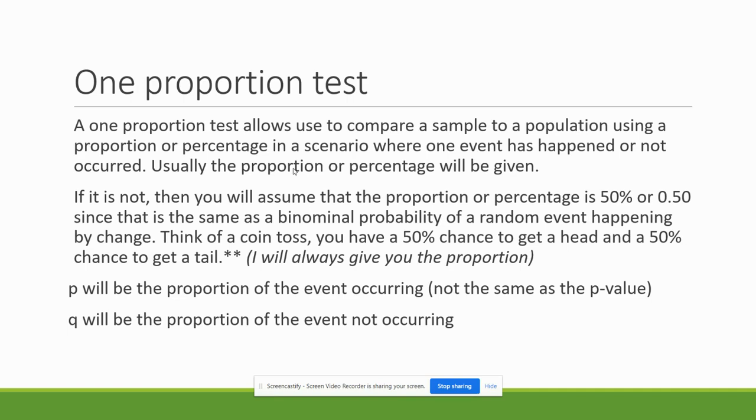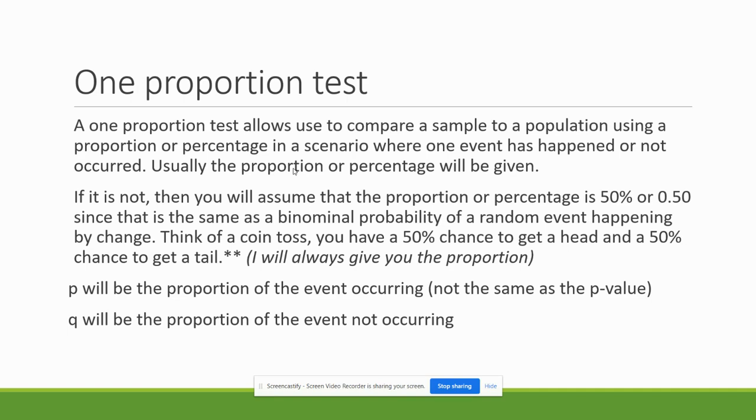And why is that? Because remember when we think back to binomial probability, when there was a random event happening, think of a coin toss where you have a 50% chance of getting a head and 50% chance of getting a tail. So again, if you don't have the proportion, you're going to assume it's 50%. For this class, I'm always going to give you the proportion. I don't want to make it any harder on you. But in the real world, you could run into scenarios where they don't give you a proportion. So just assume 50% and go from there.